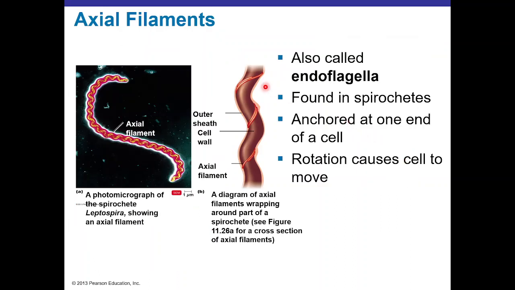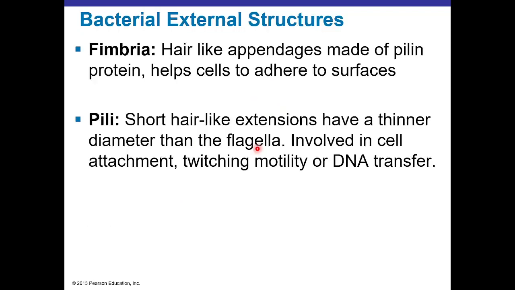Axial filaments are located, as I told you, inside the cell. So this is the protein inside this spirochete that is known as Leptospira, this one, the axial filament shown here. And if you magnify, they're located inside this outer sheath that protects these spirochetes. So when this endoflagella contracts, the spirochetes perform this twisting motion that looks like a corkscrew.